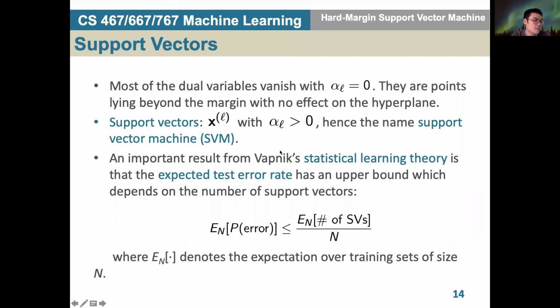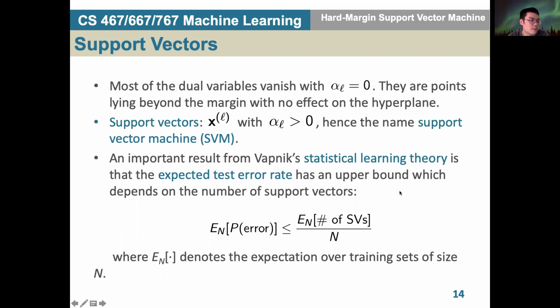Because there's a learning theory saying that the number of support vectors upper bounds the error. If you have a lot of support vectors, that means your error could be larger. So the fewer you have, the lower your test error will be. When you talk about test error, it means how you generalize after training. So the fewer support vectors you have, the better the generalizability.